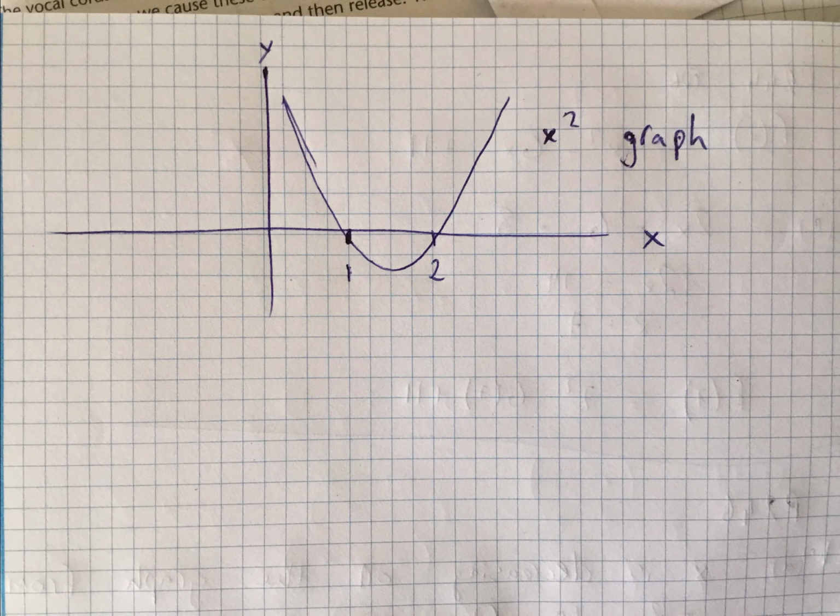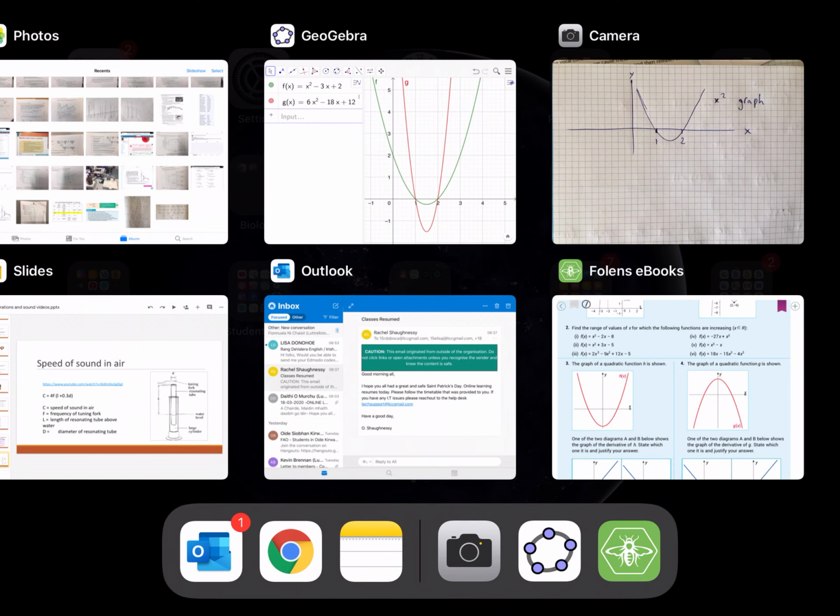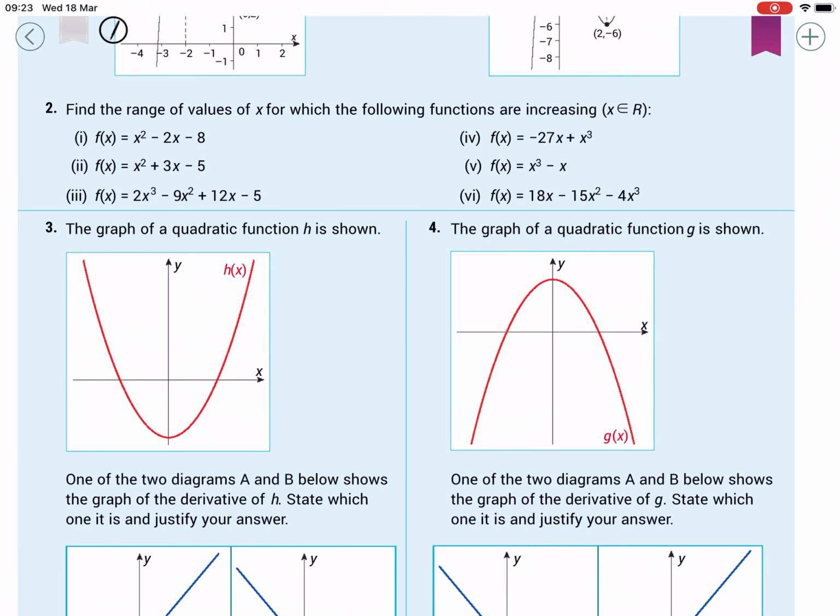Now, if we see that, you know that the function is increasing from 2 onwards. And you can see that there, okay? It's greater than or equal to 0. So from 2 onwards, we have the function increasing. Okay, so you can see what the question asked then. It says, find the range of values for x where the following functions are increasing.